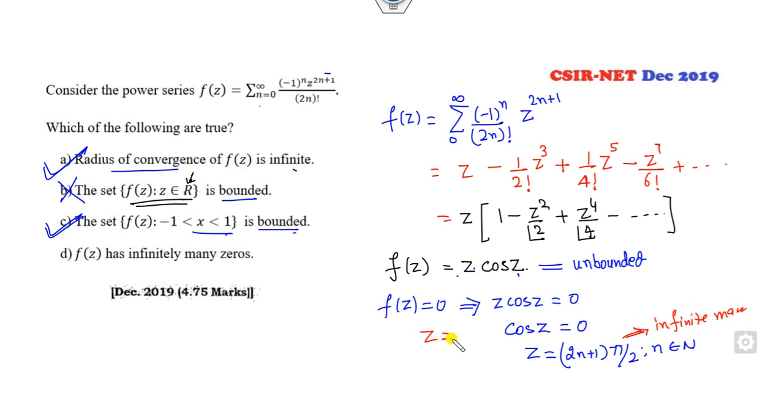You can take z as 0, but once z is 0, this complete series is 0. So that is not a power series, because it's 0, 0, 0. That's why z is non-zero. So therefore cos z is 0, so it has infinitely many numbers, so it has infinitely many zeros. So A, C and D are the correct options of this example.